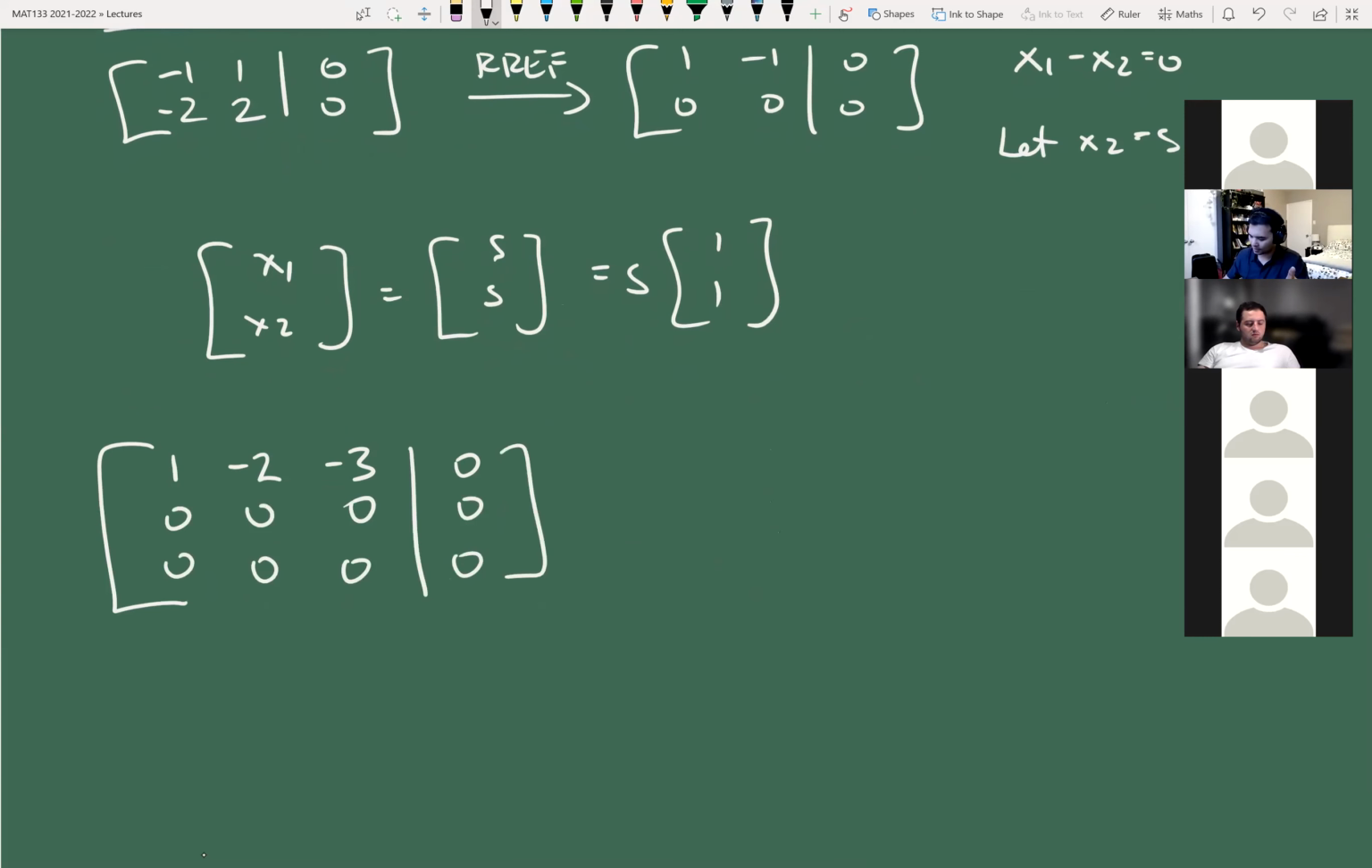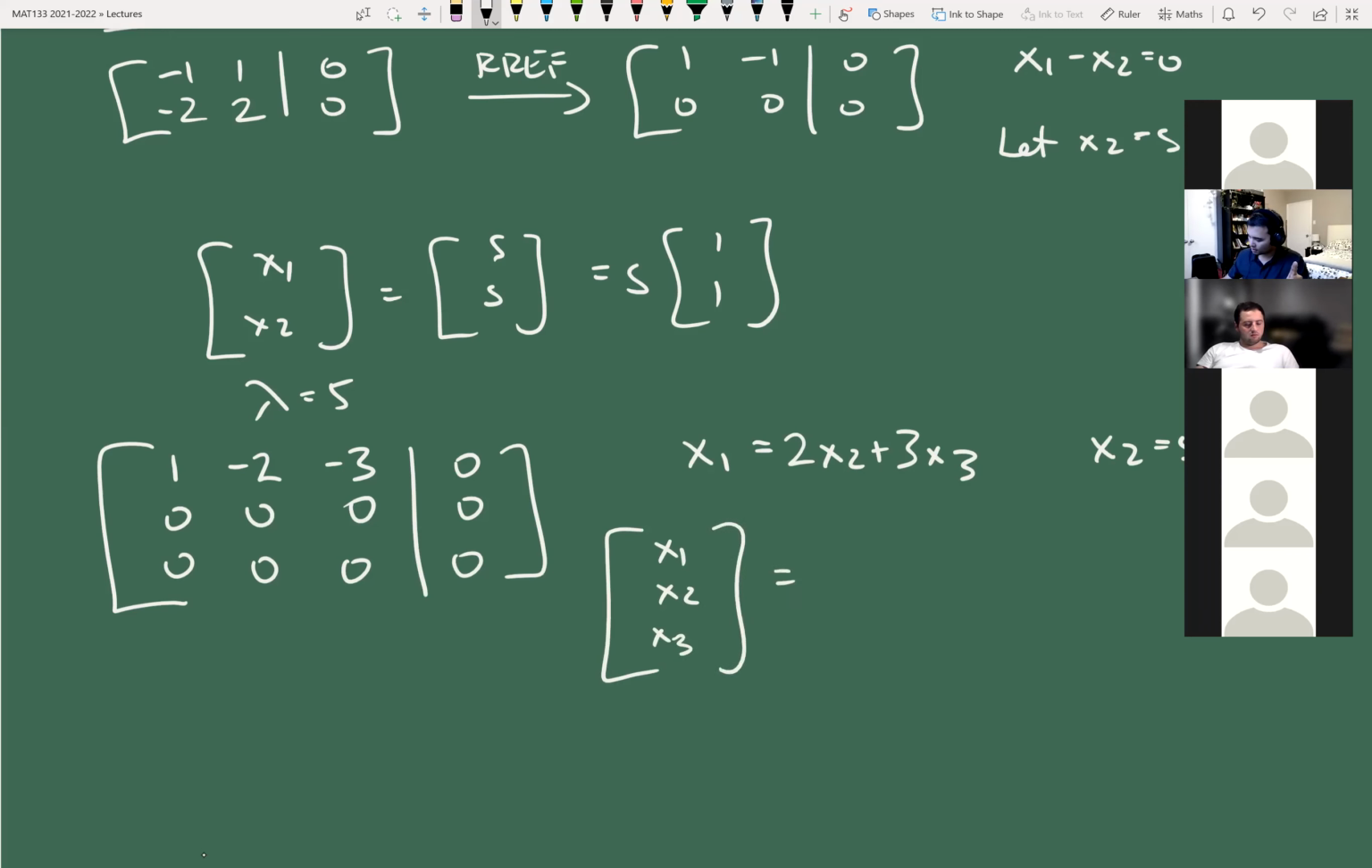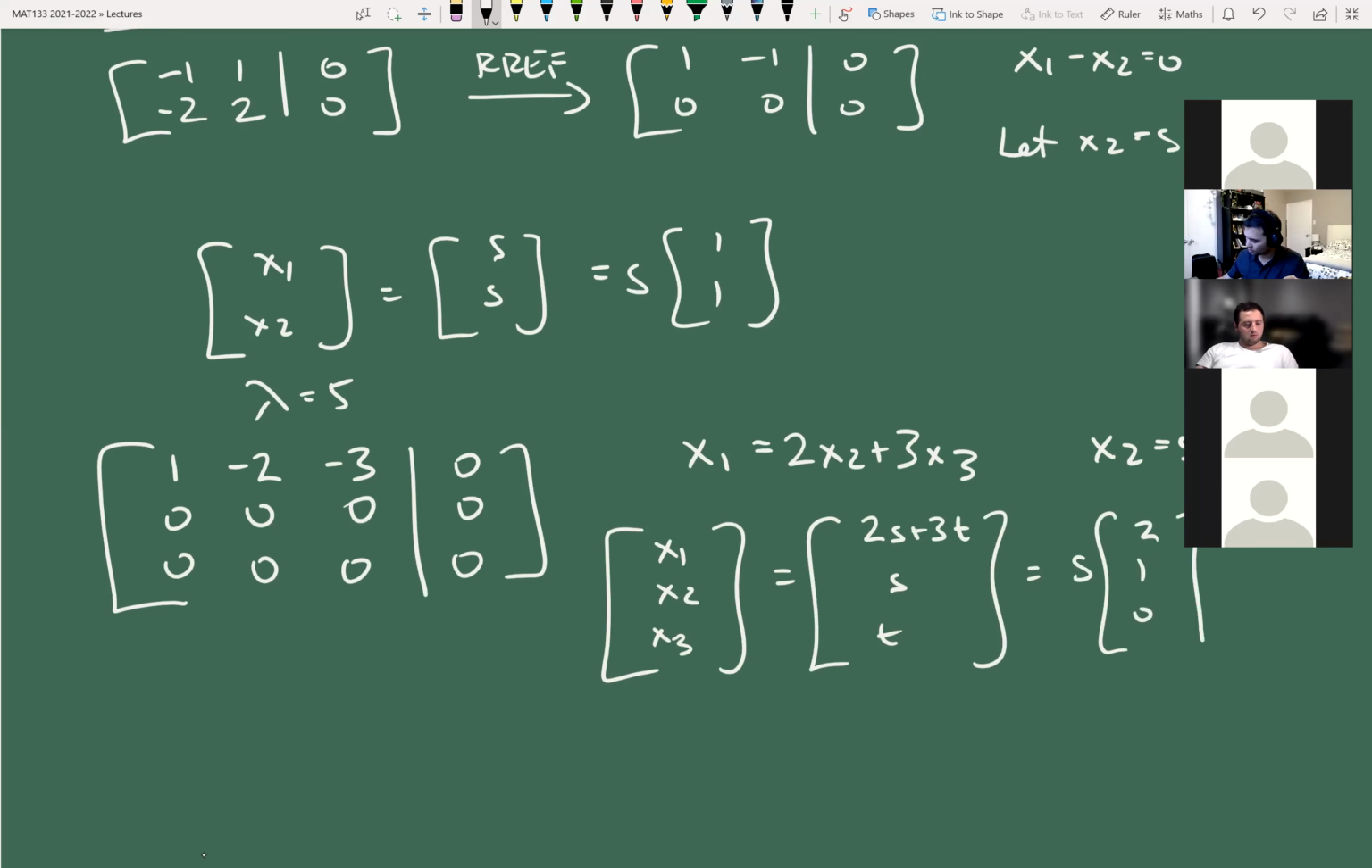Okay, let's say this was like lambda equals 5 or something. So I would get x1 is equal to 2x2 plus 3x3. We'd say like x2 is s, x3 is t, right? So in this case, when I write down my solution, I would get 2s plus 3t, s, t. And now when I split it into s's and t's, I would get s times (2, 1, 0) plus t times (3, 0, 1). So this means that in this case, this eigenvalue actually would have 2 eigenvectors. Okay, and those would be them.